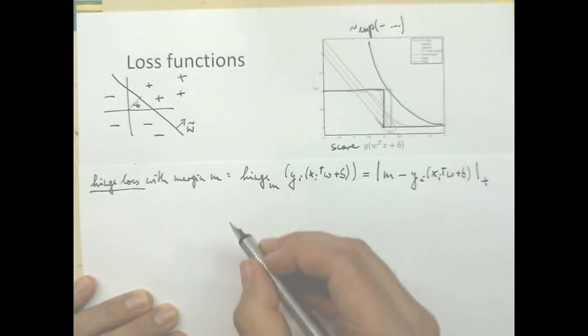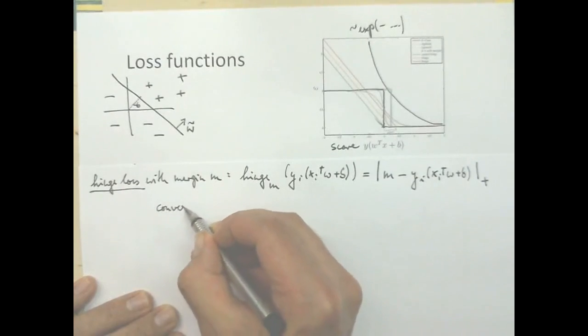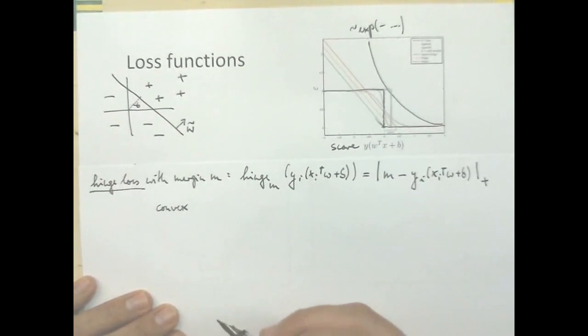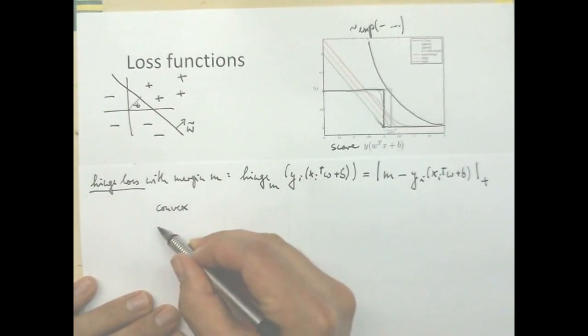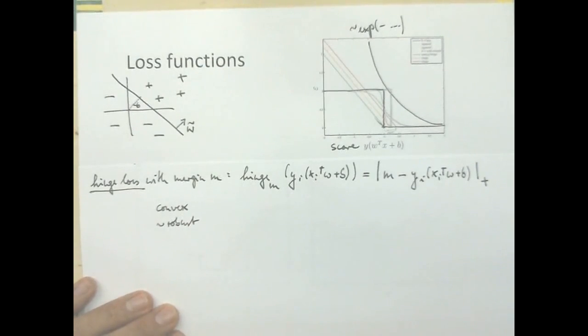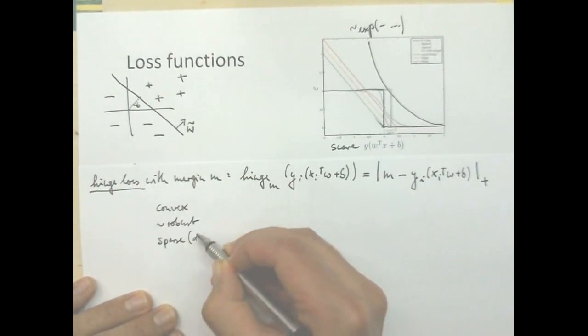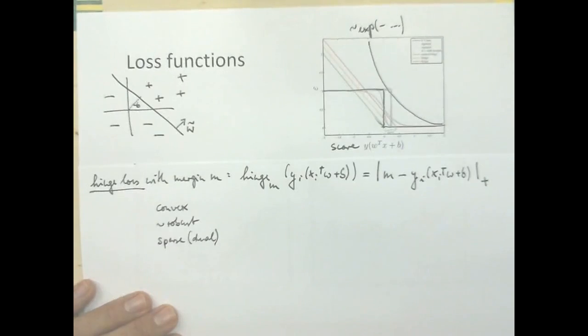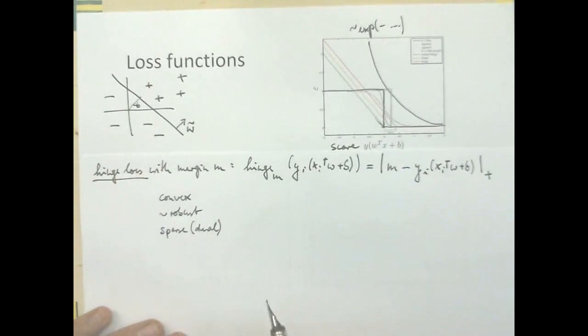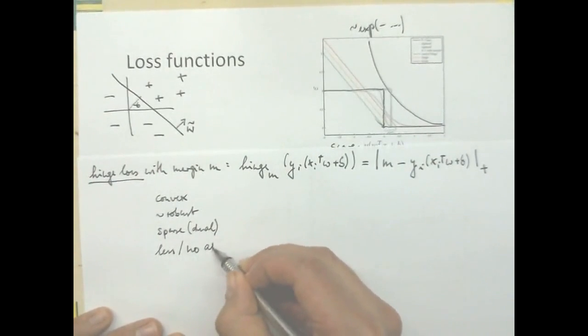Okay, let's look at the properties. Just like the hinge loss, this is convex. It is still, so robust. Could be better, could be worse. It also gives rise to solutions that are sparse in the dual domain. And now, depending on the margin, it will have less or no ambiguity.